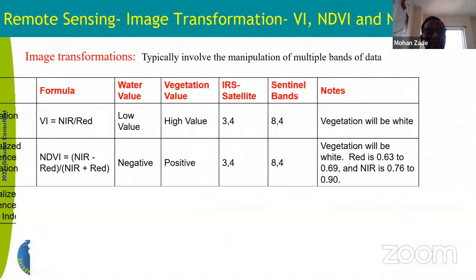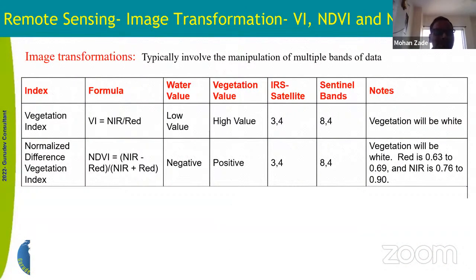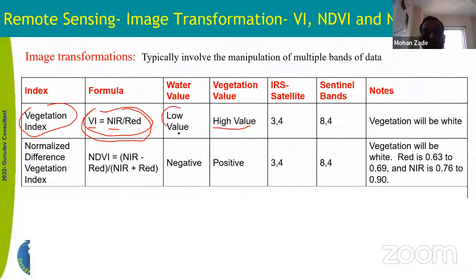Just we'll see one example. Let's take the example of this vegetation index. Now here the main purpose is vegetation index. In this vegetation index, the NIR is used to distinguish the vegetation because vegetation has very high reflectance in the NIR band, and therefore the high value of vegetation. So vegetation index is NIR divided by red band, and for water it is a very low value. So vegetation will be white in this vegetation index.